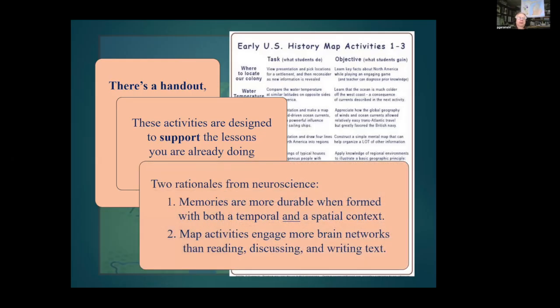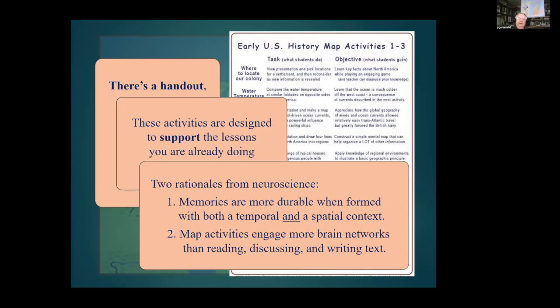There are two rationales for doing it this way, and both of them come from recent research in neuroscience. The first thing is that memories are more durable if they're formed with both a temporal and a spatial context. This is one of the problems with having just a text talking about when things happened and in what order, and why people invented things like timelines. And the second rationale is a map activity clearly is shown to engage more brain networks and more connections between them than reading and discussing and writing about text.